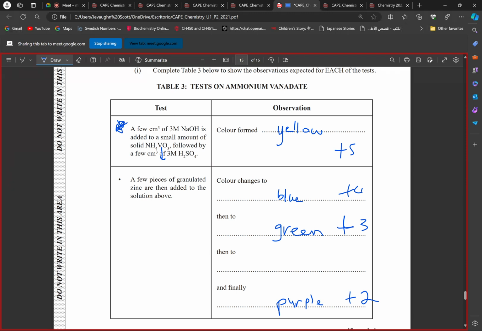Okay, so vanadium, I think this came on 2021. I don't think it came on any paper since. So multiple oxidation states will exist. So we might get it if it has not come on the paper since 2021. There's a possibility that we might get it. There's a possibility, yes.